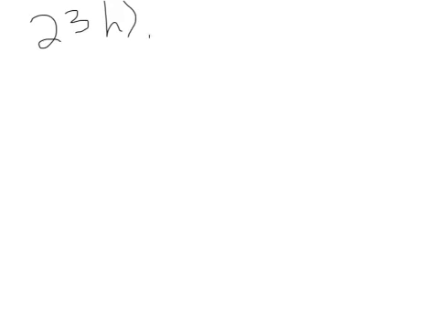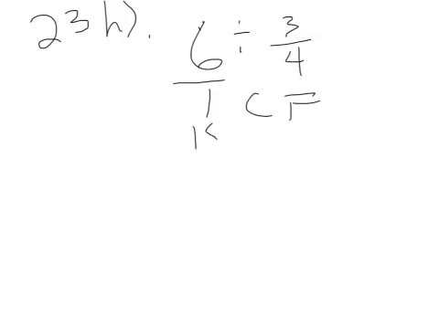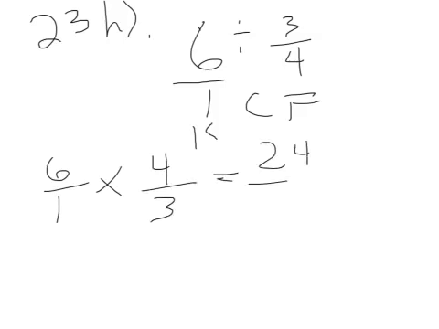Okay, then let's do 23H. Okay, so that's 6 divided by 3/4. Guys, this is not hard. Whole number divided by a fraction: set it over 1 and apply the KCF method. So this becomes 6 over 1 multiplied by 4 over 3. Of course, multiply my top and I get 24. Divide by 3. 24 divided by 3 is 8, and I am done. There.